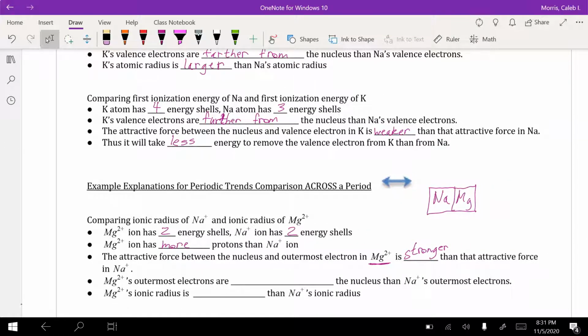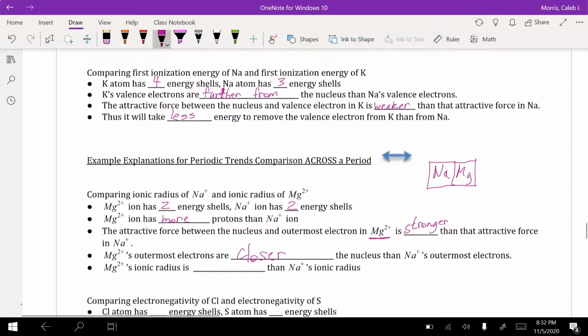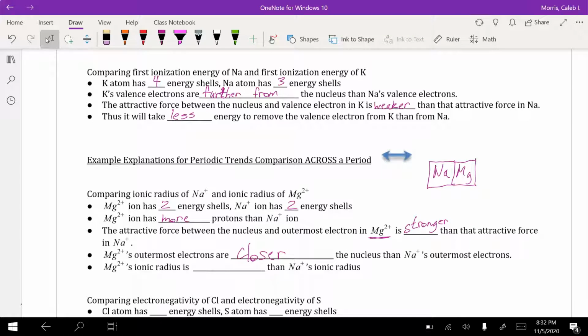It's because it has more protons. If you got more protons, it's a stronger attraction. So the magnesium ion's outermost electrons are closer to the nucleus than the sodium ion's outermost electrons. Magnesium's ionic radius is smaller than sodium's ionic radius because those electrons are closer.